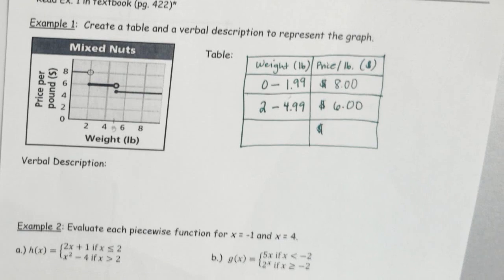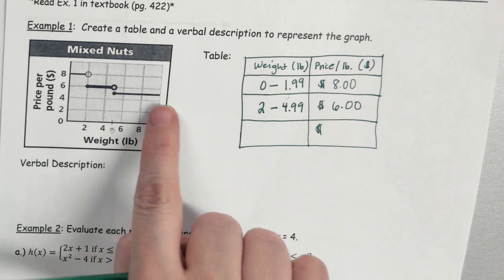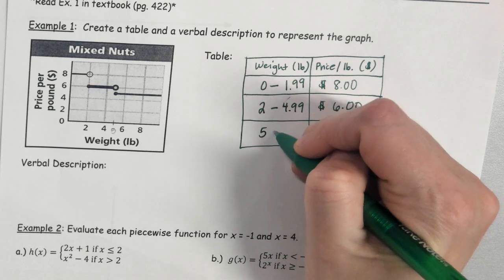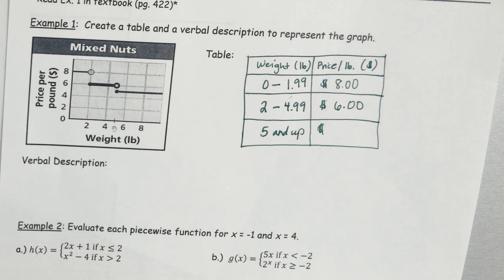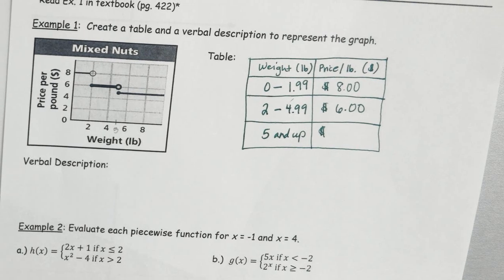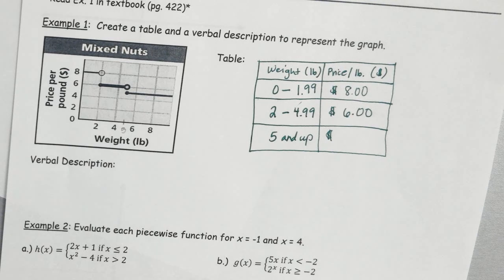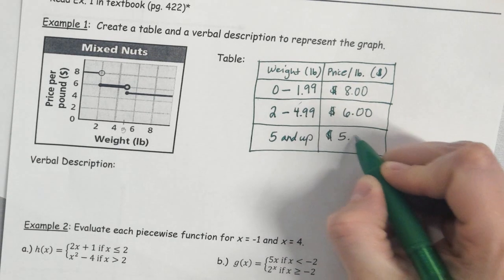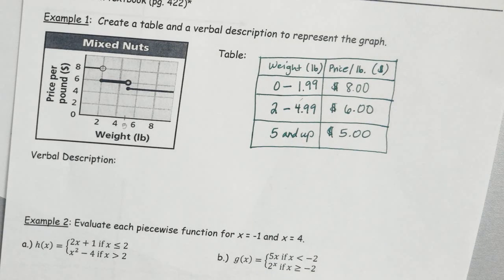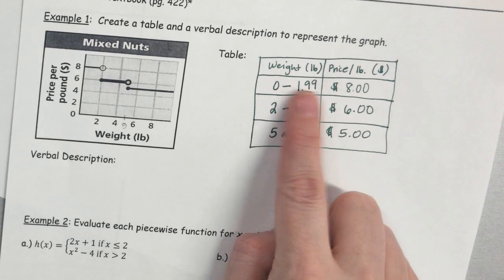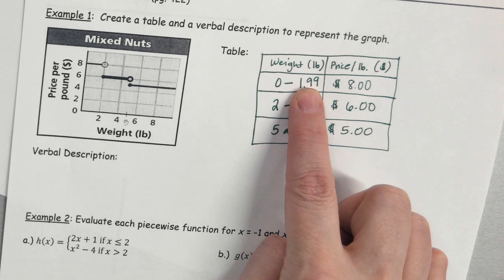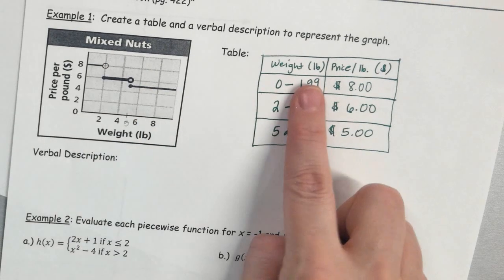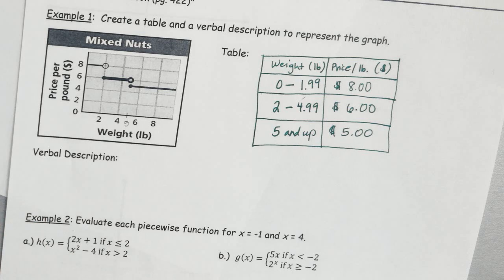Great. All right, now the last one, we know it starts at 5, and then this is just going to continue. So you can say 5 and up, or 5 and above. Did some of you put 5 to infinity? Yes. Okay. I would accept it. Okay, and then how much was that price? Yeah, $5. So again, it's in between there. Okay, great. All right, so now we're just writing a verbal description of this. So this is telling you that if you buy less than 2 pounds of the mixed nuts, then the cost is going to be $8 per pound, right? Yes.